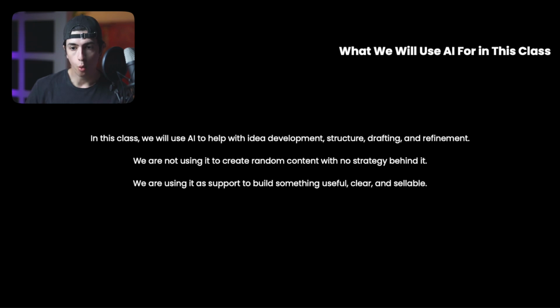So, what we will use AI for in this class involves pretty much idea development, structuring, drafting, and refinement in the beginning, in the first pillar of our digital product creation. We'll start by utilizing AI to develop our ideas, to structure and draft our digital products, and then refine them before we release them to the public.